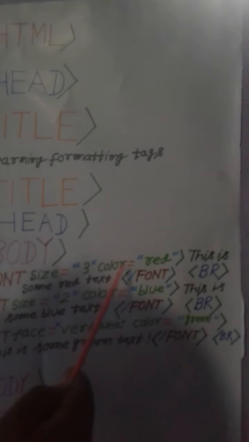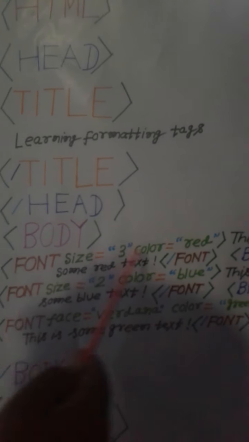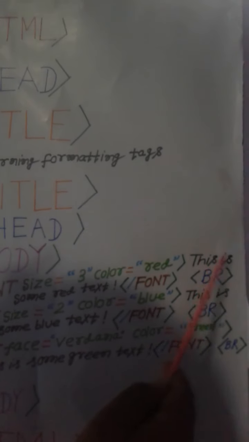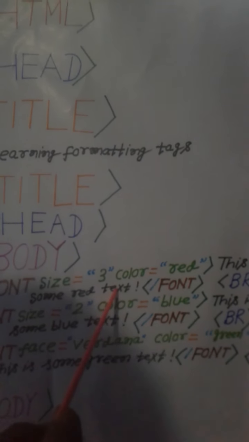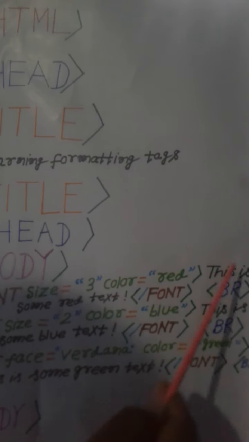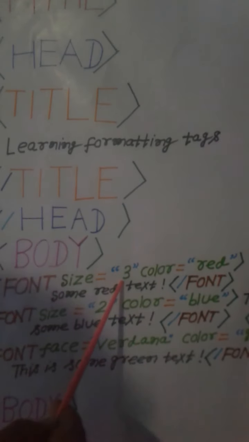Color equal to red. So font is a tag, and size and color are the attributes of font tag. And we write here, this is some red text. When you open the file, then you can see it, whatever you write here will be red in color, and size will be 3.